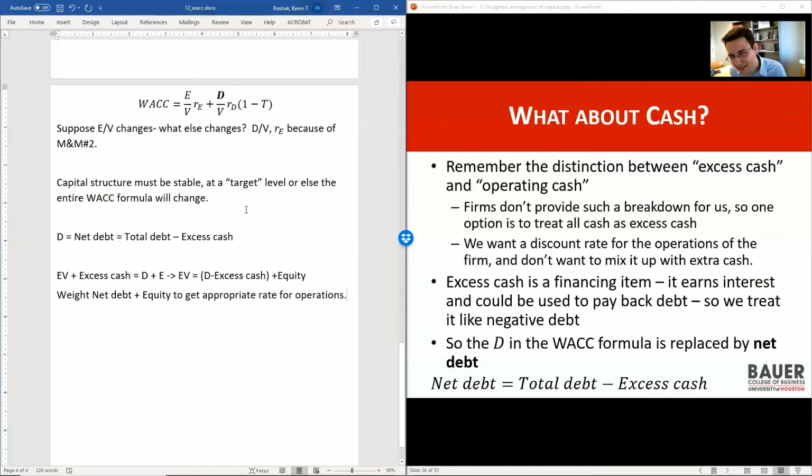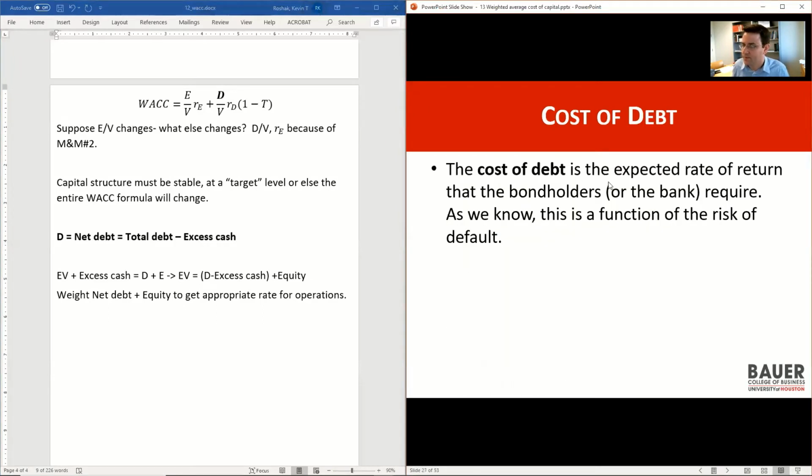If you don't take out the excess cash, then the discount rate from the total debt and the total equity is going to be an average of the return on your operations and your cash, which isn't very useful. Okay, so this is all just to say we need to take out excess cash. It's just an annoyance, but we're used to it with free cash flows.